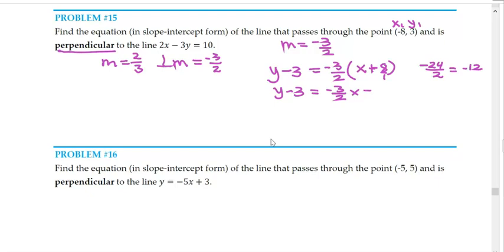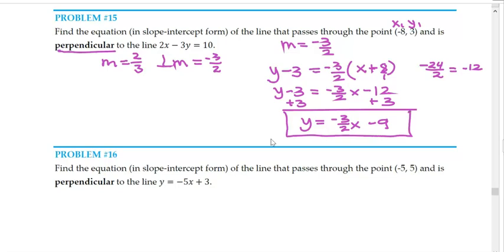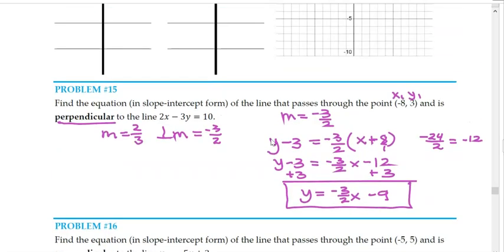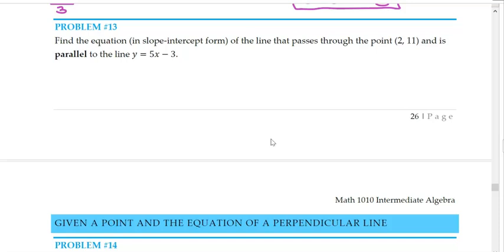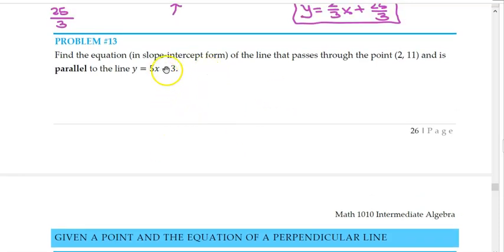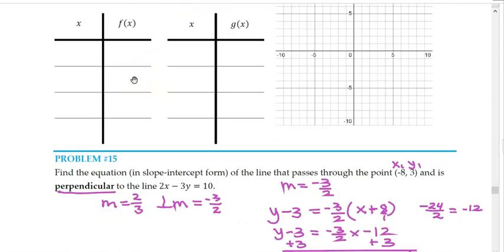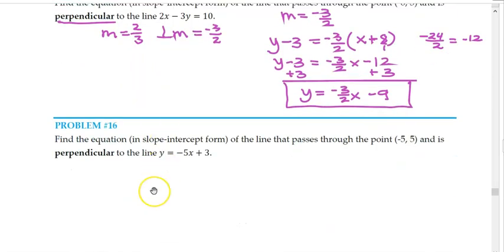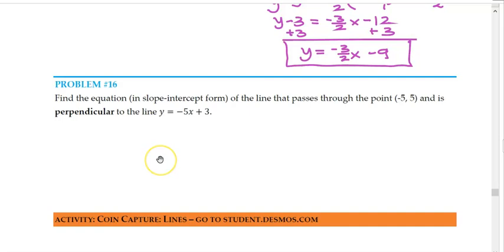All right, so that's going to simplify to be negative 12, and then we need to add the 3 over. So I get y equals -3/2 x minus 9. And there is my equation of a line. So after you figure out this problem 13 and you know the slope where it's parallel to, use that slope and then figure out what the perpendicular one is to do problem 16.